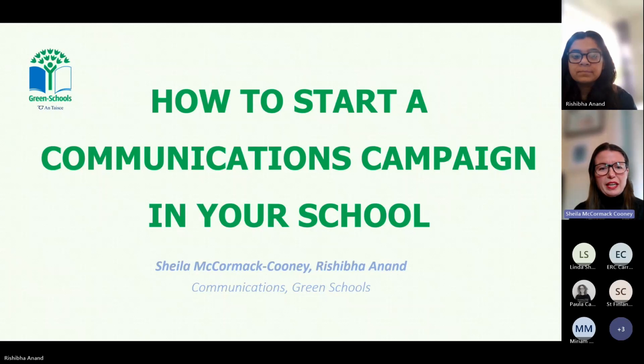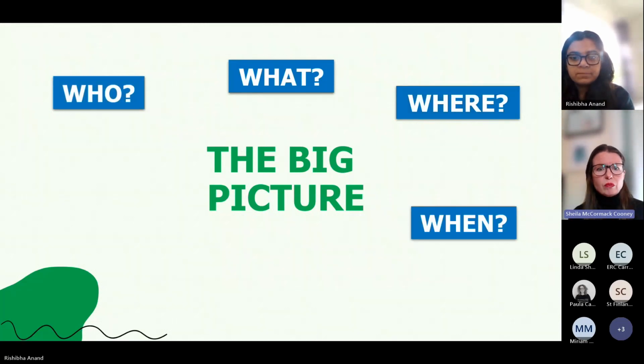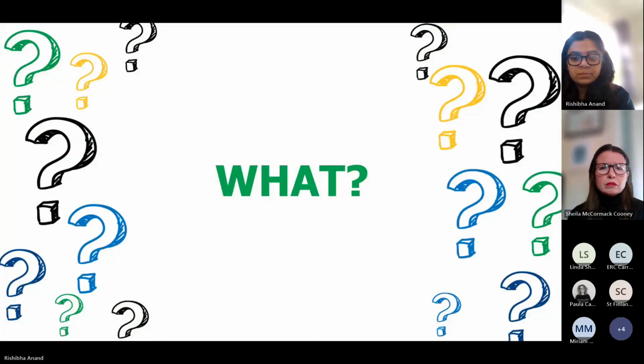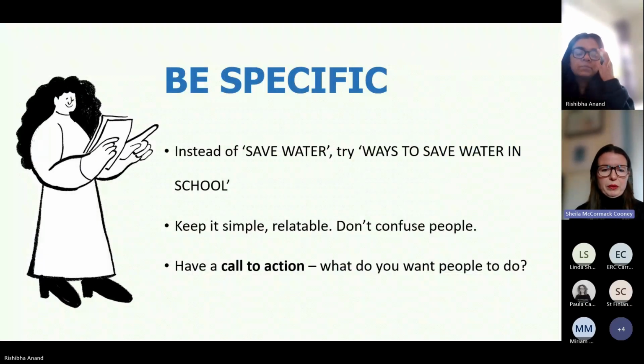Save water is obviously a great message, but is it specific enough? Instead of save water, we might try ways to save water in school. You want to keep it simple, relatable, and specific. Don't confuse people, because if it's just save water, they might wonder, well, what do we do, and where, in what way? So be specific and make it very clear and simple. Okay. Have a call to action. What do you want people to do specifically?